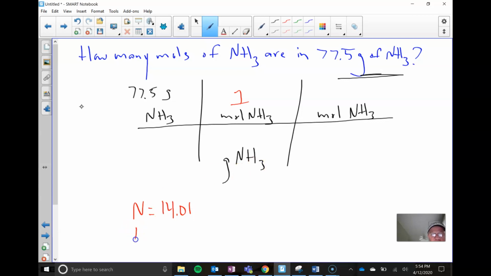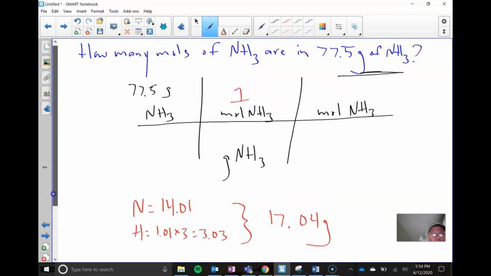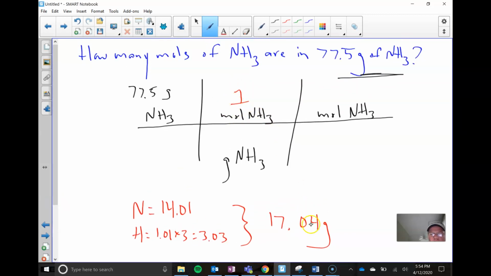Now I've got 3 hydrogens. Remember, hydrogen is 1.01, but I've got 3 of them here. So 3.03 grams of hydrogen total. So together, collectively, my molar mass for ammonia is going to be 17.04 grams per mole. So for 1 mole of ammonia, it's 17.04 grams of ammonia.